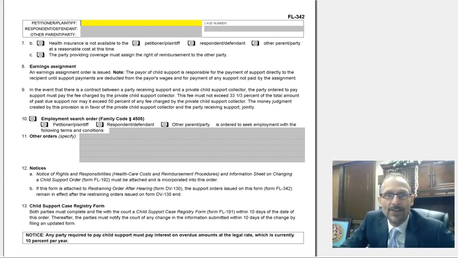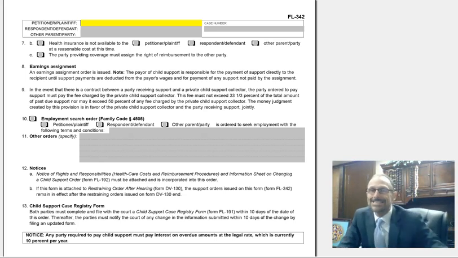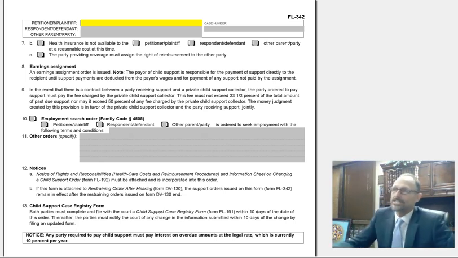C says the party providing coverage must assign the right of reimbursement to the other party. So you want to mark this if one party is carrying insurance, because you want to be able to work together. You must be able to work together.